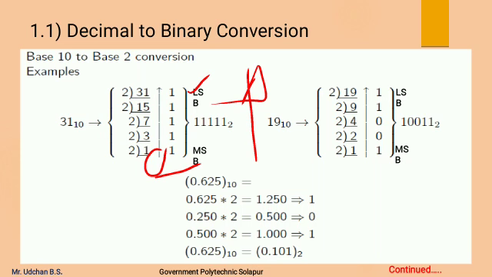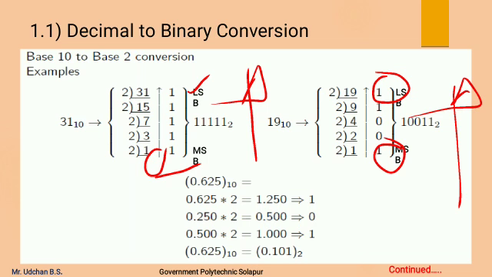Second example is 19. Perform the successive division. After the first division, the remainder which we get will be the LSB part of our required binary number. At the end of the division, we will again get one remainder which will form the MSB part. Arrange the numbers from MSB to LSB. We will get 10011 as the binary number for decimal number 19.